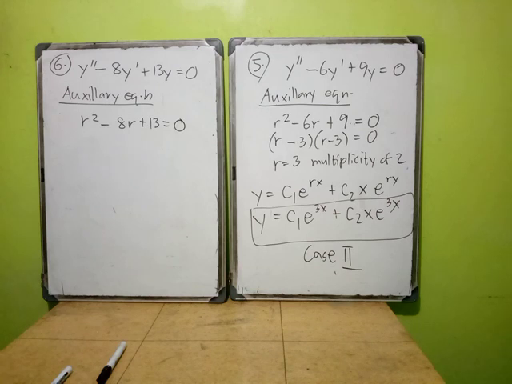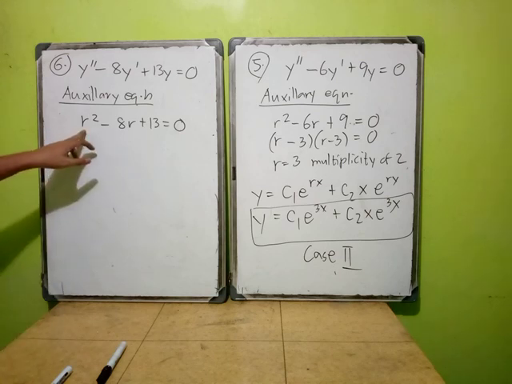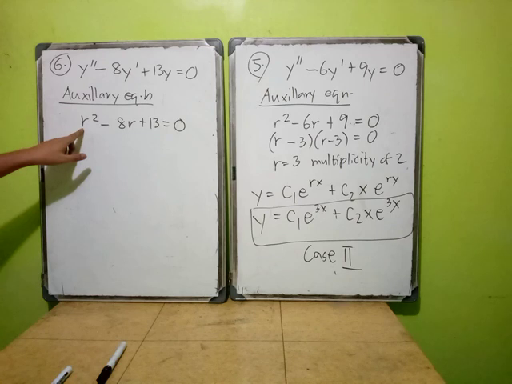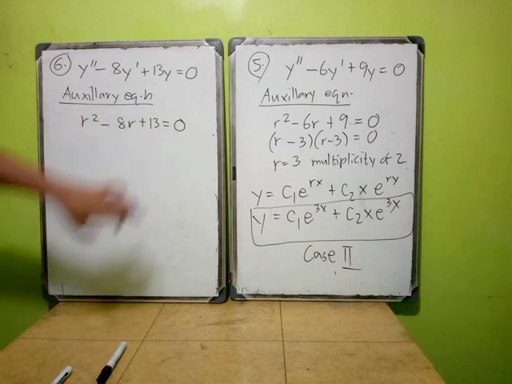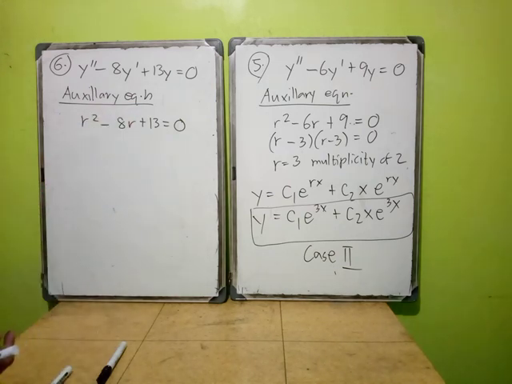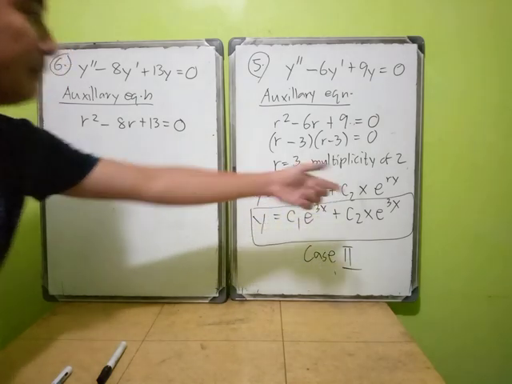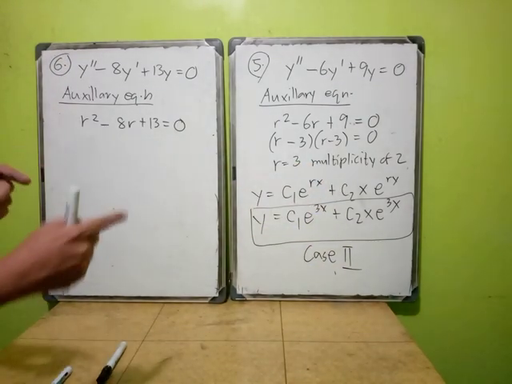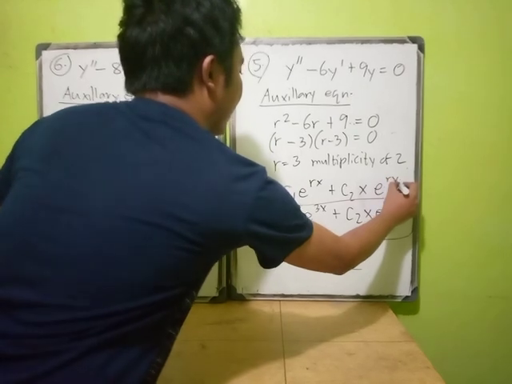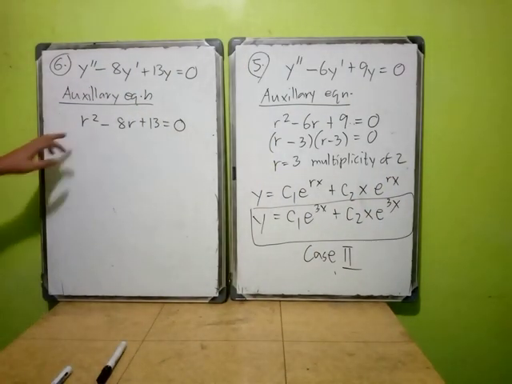Some books, instead of using r, are using m. So you can also use m instead of r. M squared minus 8m plus 13, and then y equals c1 e to the mx plus c2 x e to the mx. So they use m instead of r. Just don't be confused. It's still the same.